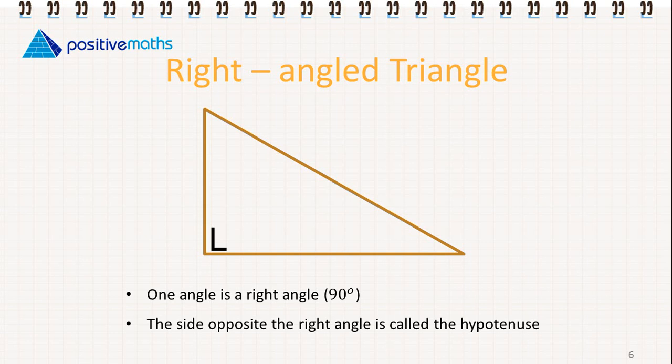Next is a right angle triangle. We'll work with this type of triangle a lot for trigonometry. For now, we want to know that one angle is a right angle, so that's 90 degrees. It's always marked with this kind of L symbol. The side opposite the right angle, which is this side here, is the hypotenuse.